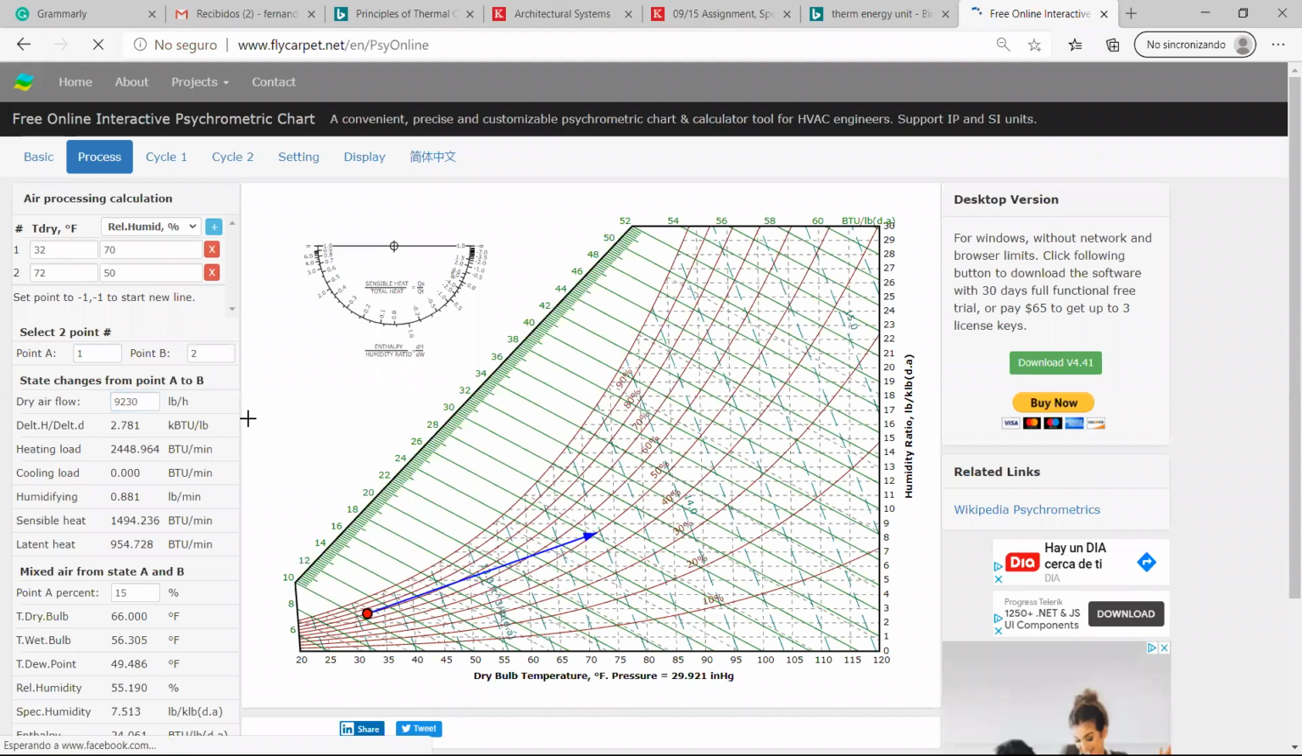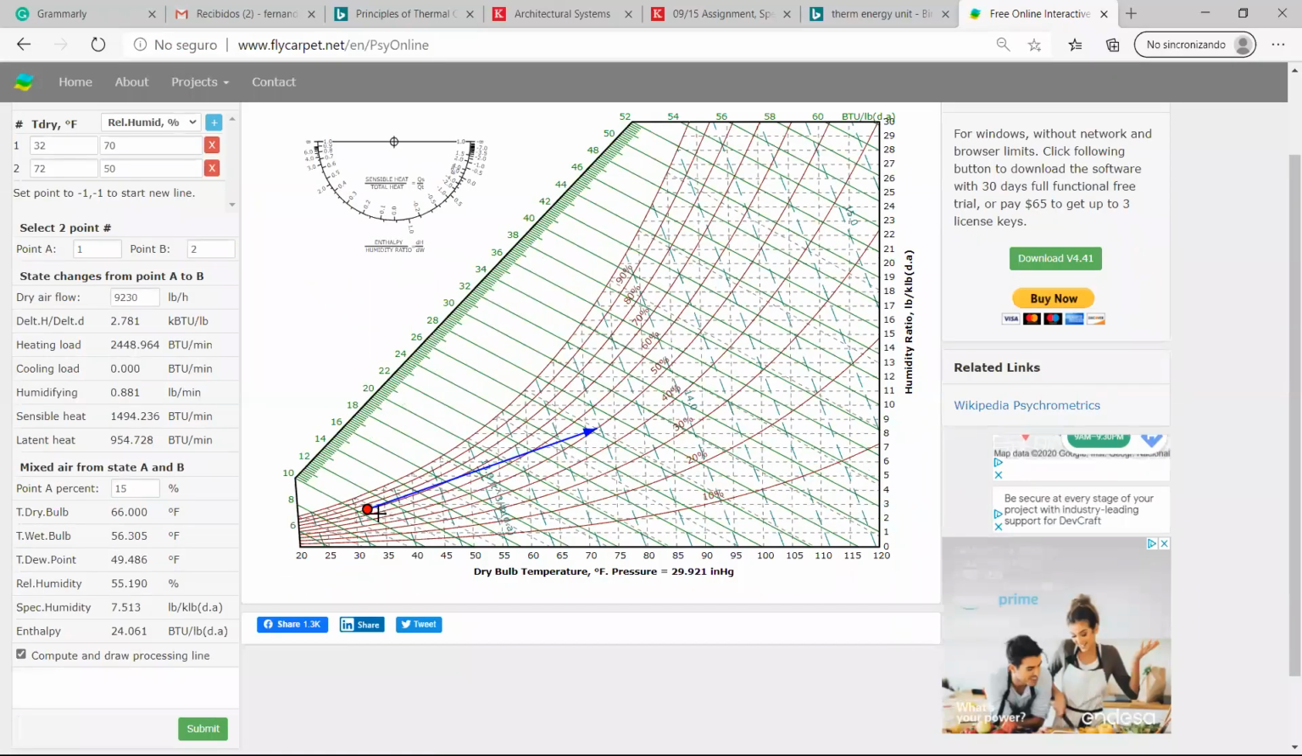There you go. Okay, so here we see the line connecting 2 points. This is outdoor, this is 32 and 70%, and this is 72 and 50%. So there's a line connecting these 2 dots. On this psychrometric chart this means that we have a device that goes from this point to that point. What is that device? The air handling unit with a heating coil.